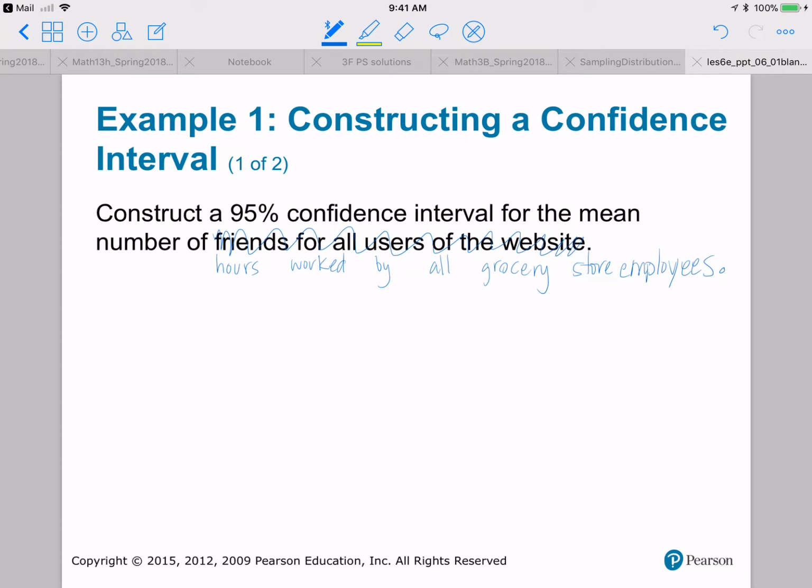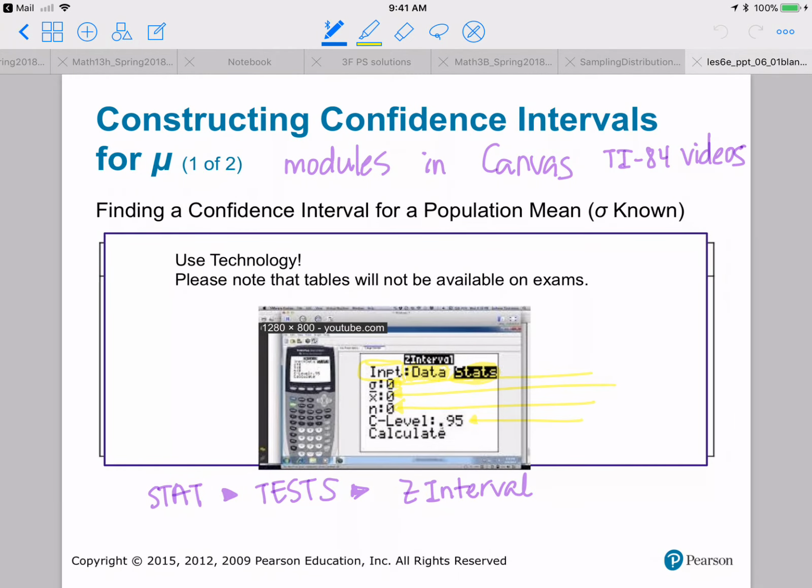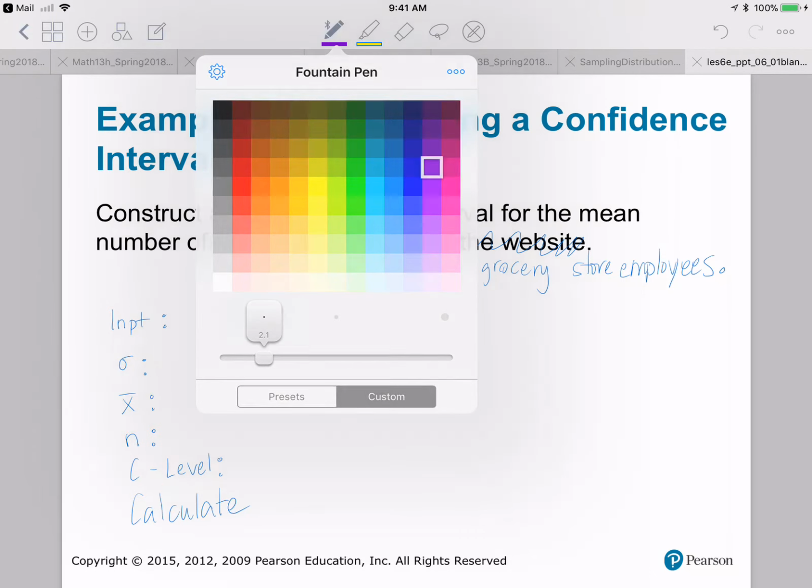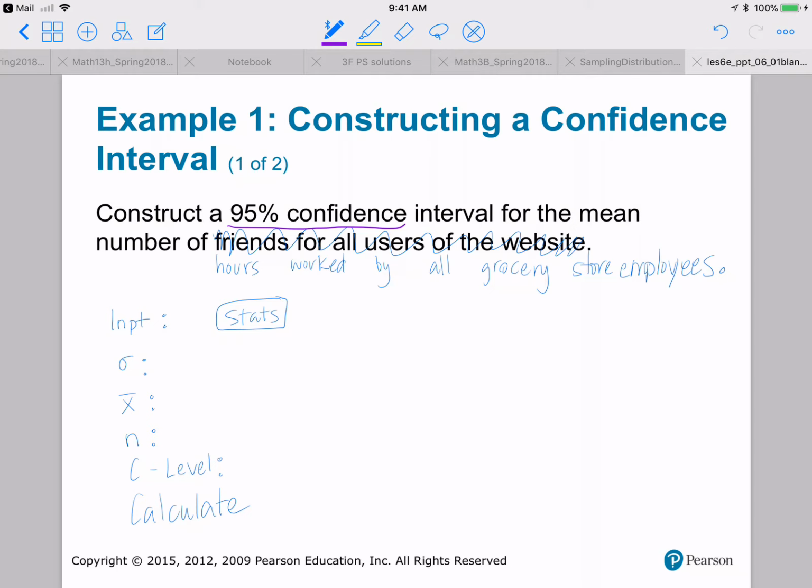Now, first we're just going to use technology. So go to STAT, go to TESTS, go to ZInterval. Okay, and now here's what we need. For input, you're going to highlight Stats and press enter. Now we need to know sigma, X bar, N, and C level, which is the confidence level. Then it says Calculate. It should be really easy to figure out the confidence level: C is going to be 0.95. And N, as you recall, was 40.